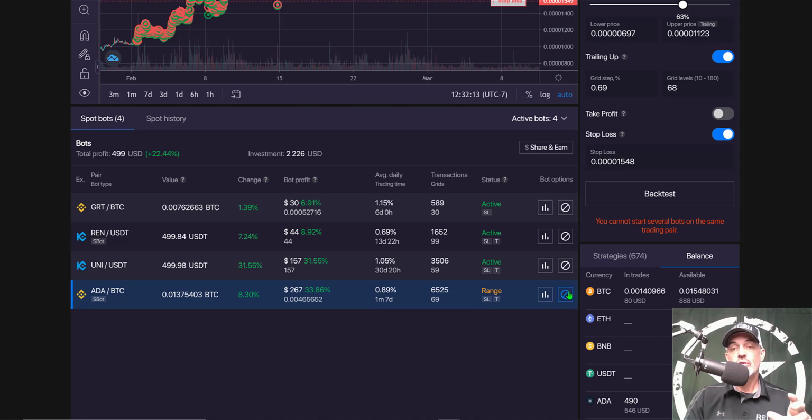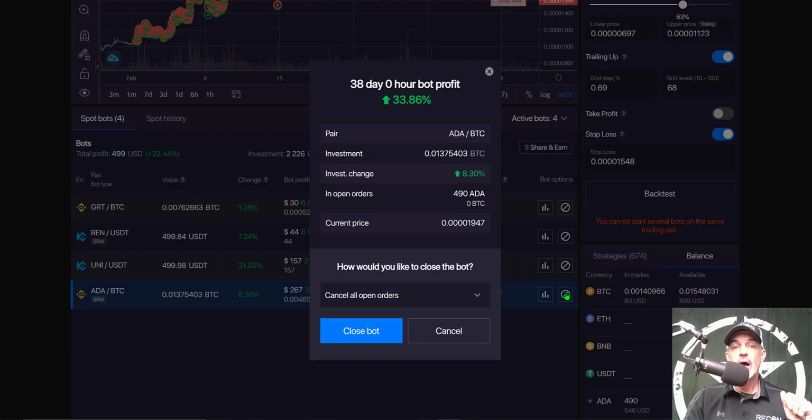adjust and redeploy. So I click on the close bot, and you can see my bot profit was almost 34% over a week and a half time. I currently hold 490 ADA. Now I'm not going to sell ADA this time, so I can actually redeploy the bot, and I will be holding that ADA to redeploy.